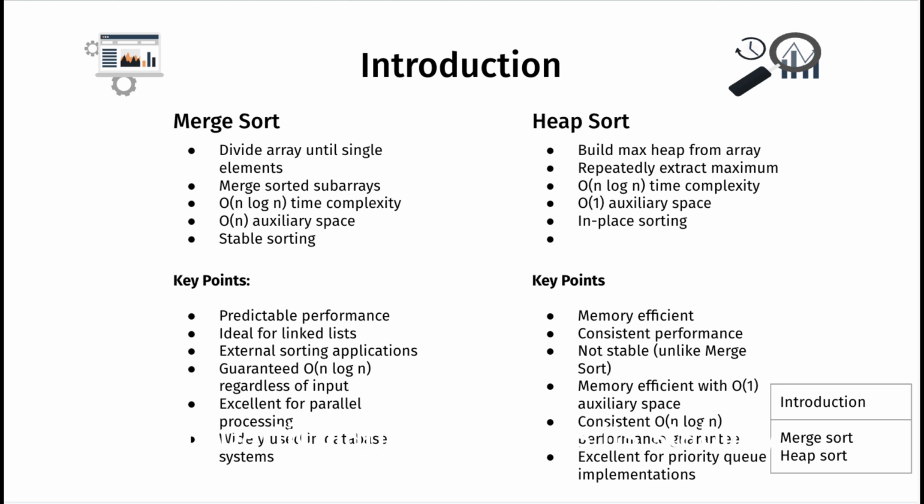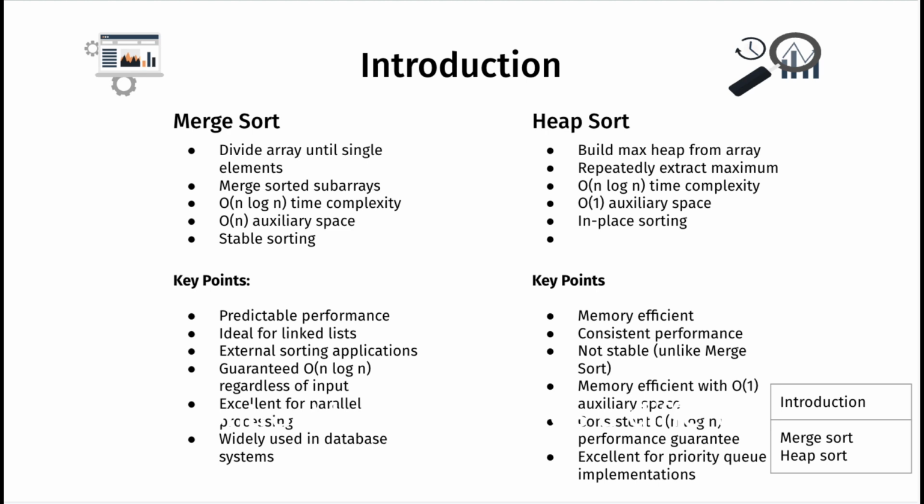What makes merge sort particularly valuable is its stability. It preserves the relative order of equal elements. This makes it ideal for applications involving linked lists and external sorting operations where data may not fit entirely in memory. Additionally, its divide and conquer nature lends itself exceptionally well to parallel processing implementations, which is why we see it widely adopted in database systems where reliability and predictability are paramount.